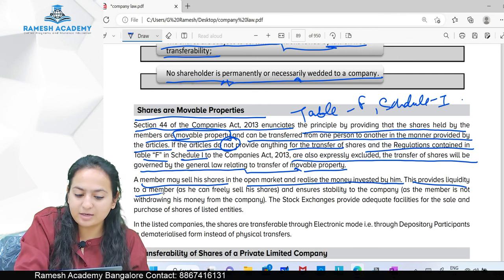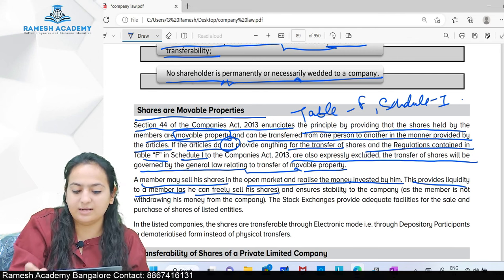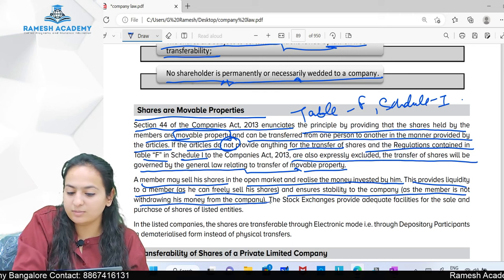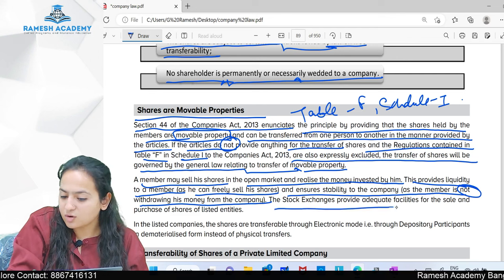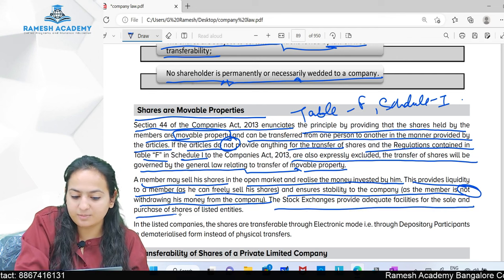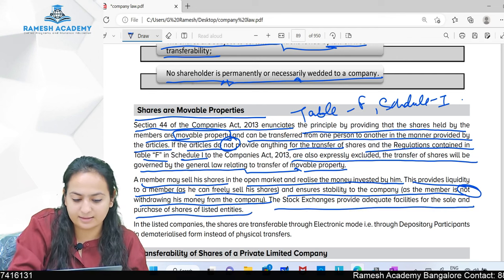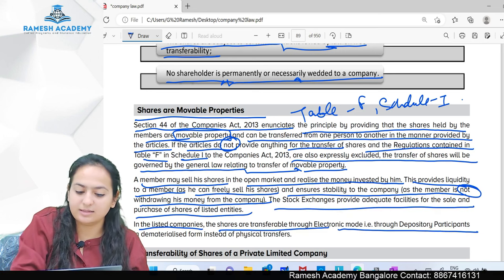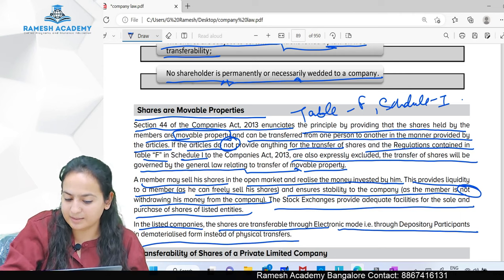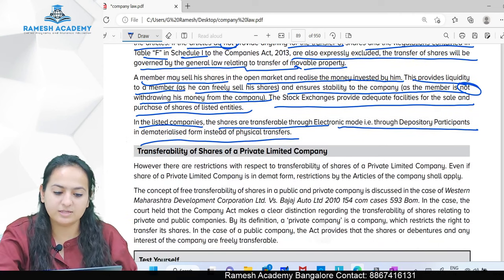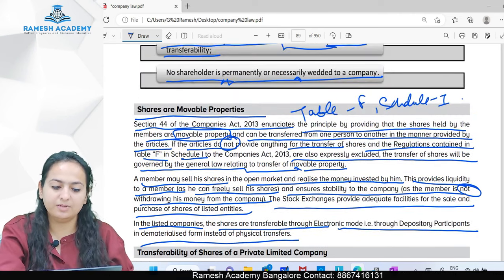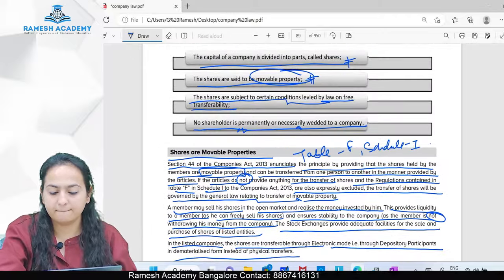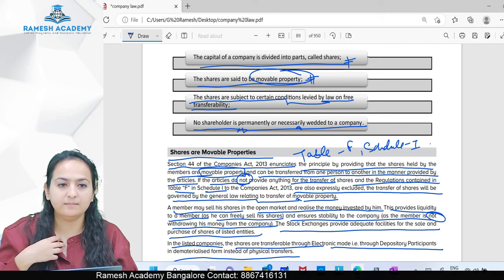This provides liquidity to a member as he can freely sell his shares, and ensures stability of the company as the member is not withdrawing money from the company. Stock exchanges provide a dedicated facility for sale and purchase of the shares of listed entities. In a listed company, the shares are transferable through electronic mode, that is DP, in digitalized form instead of physical shares. Please mark these bullets, whatever has been rounded by me.